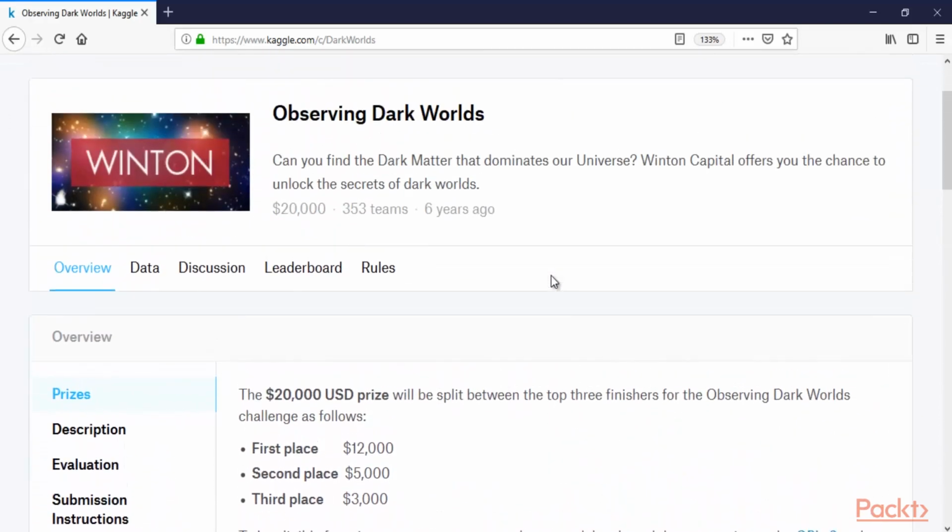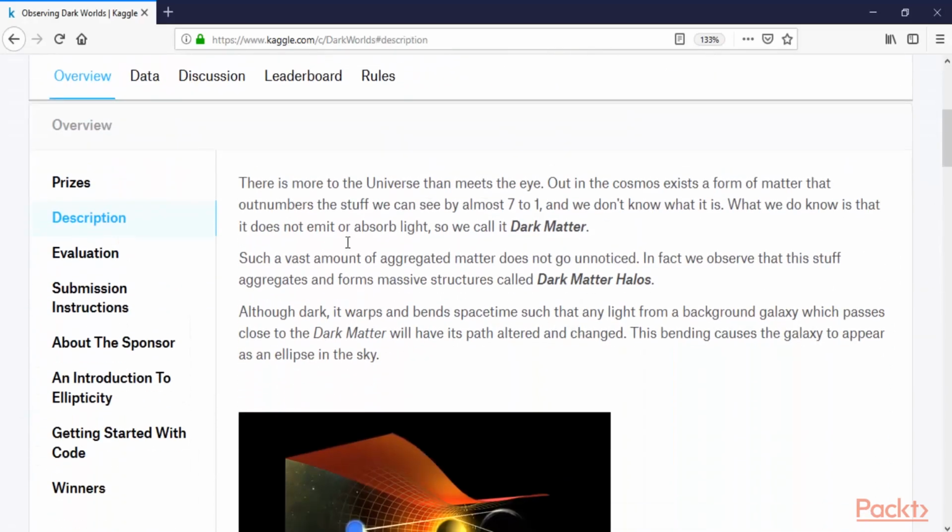Now let me show you the description of this. So let me click on description here, and here it is. So let's read out. So there is more to the universe than meets the eye. So it means that we cannot see everything in the universe, but there is a lot more inside the universe. Out in the cosmos exists a form of matter that outnumbers the stuff we can see by almost 7 to 1. So the stuff we are watching in the universe, basically we cannot see more than that, right?